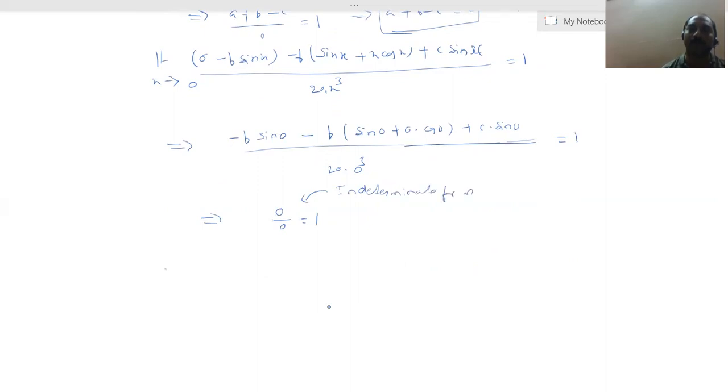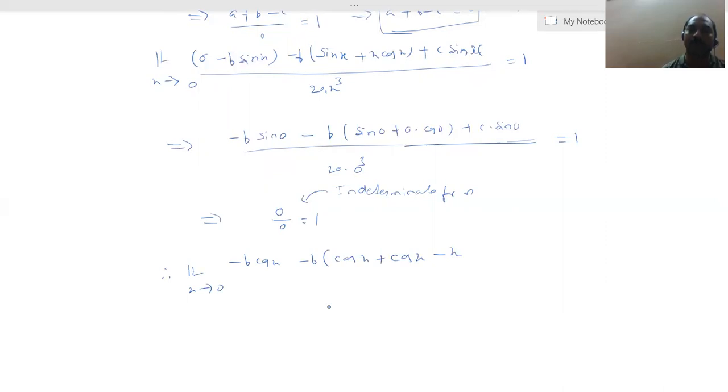So once again apply the L'Hospital rule. Therefore, the limit as x tends to 0 equals the derivative: minus b sin x, derivative of cos x, minus b cos x, minus b times sin x, derivative cos x. Here we apply the UV rule: derivative of the first function into the second function plus x into the derivative of the second function, minus sin x.